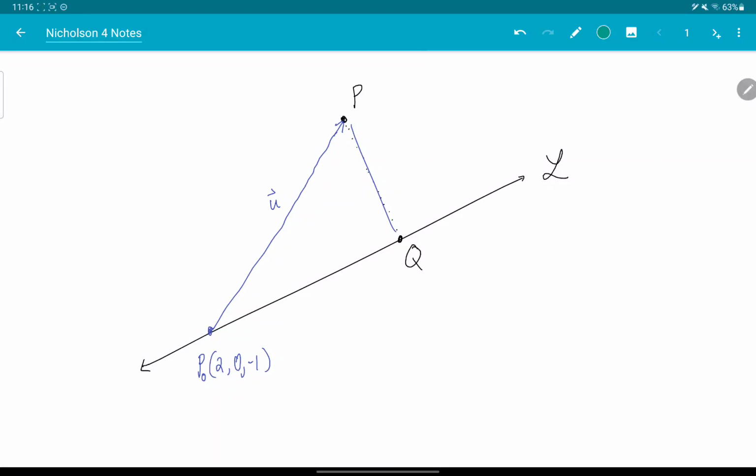Okay, let's go back to this diagram here. And there is an interesting question still remaining. What is the point Q? Q, Q, Q. What is that?